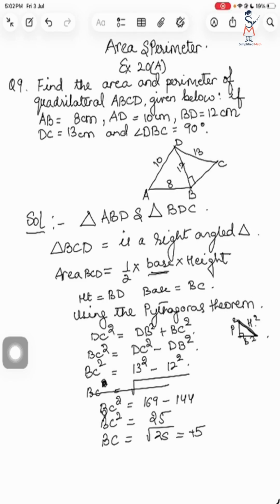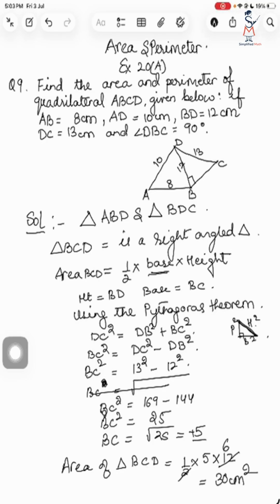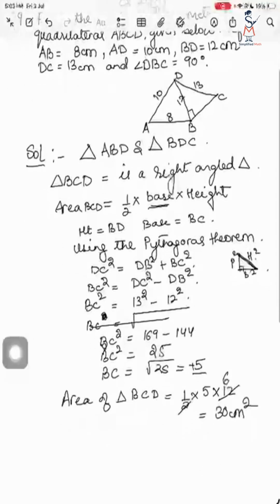Now we got the side, that is base. So what will be the area of triangle BCD? It will be half base into height. What is the base? BC is the base and we found BC as 5 and height is 12. 2, 6 2s are 12. So 30 centimeters square is the area of BCD.